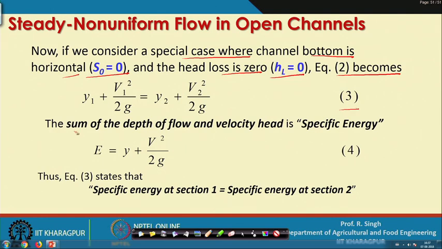Now, the sum of the depth of flow and velocity head is defined as specific energy, that is specific energy is y plus v square by 2g. That simply means that equation 3 states, because this is nothing but y1 plus v1 square by 2g, that is specific energy at section 1, and this is specific energy at section 2, that the specific energy at section 1 is equal to the specific energy at section 2.